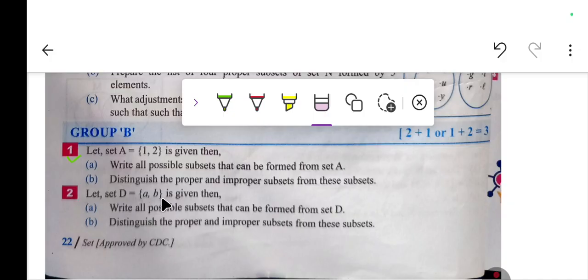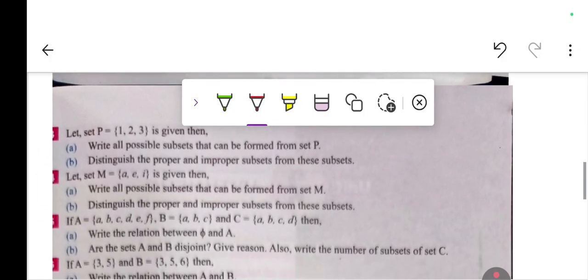Once you will write A, in another curly bracket you will write B, and again AB, and then empty. Four subsets can be formed. Again, distinguish between proper and improper. Improper will be the same, AB, same to same, and proper will be the other three. Let's go to the next question now.